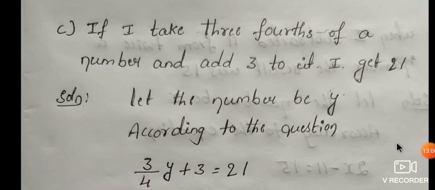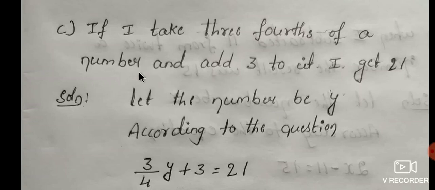So this problem is also the same as that previous one. If I take 3/4 of a number, we don't know that number, but we take 3/4 of it, and next we add 3 to it. Then I get 21.